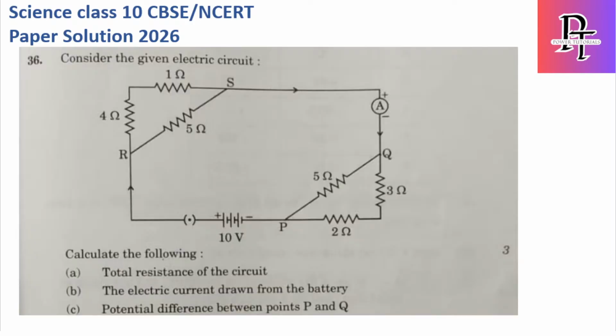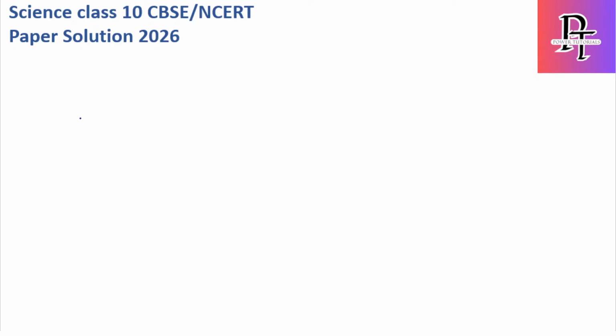Consider the given circuit. They are asking to get the resistance and current values. For this question, let's draw it again. It is a 3 marks question, so each part will carry 1 mark. First, calculate the total resistance of the circuit. Let's change everything to a single resistance. If you notice, 4 and 1 are in series and that is in parallel with 5. So the first diagram I will draw here.